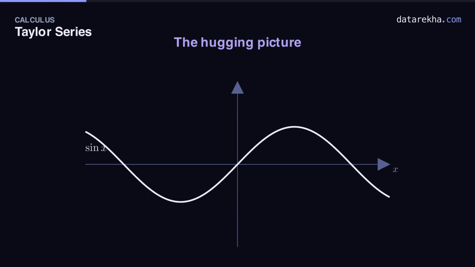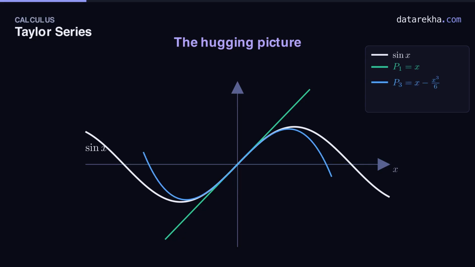Here's the sine curve, our target. This graceful wave we want to copy near the origin. Start simple. The straight line y equals x. That's the tangent at the origin. Watch. Right near 0, it lies almost on top of the sine. It gets the value and the slope exactly right. But the line peels away as the wave bends.